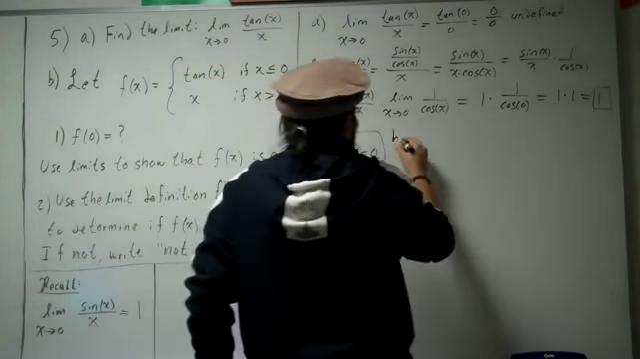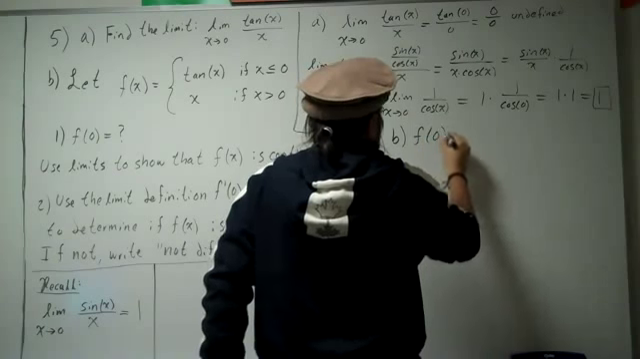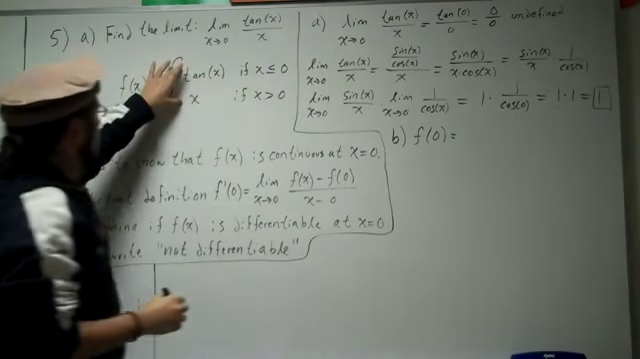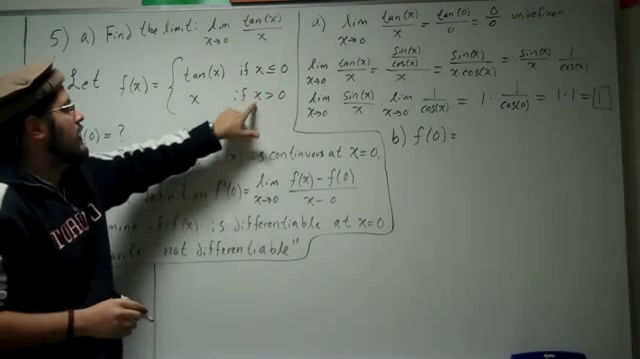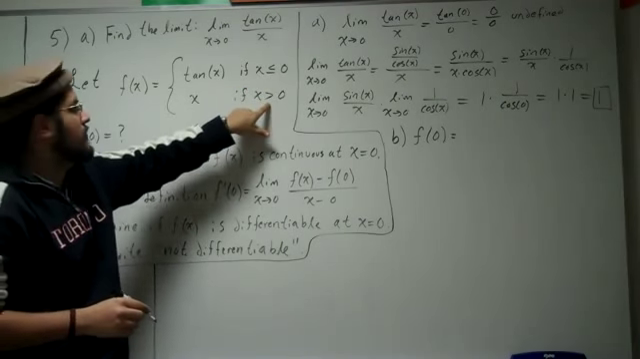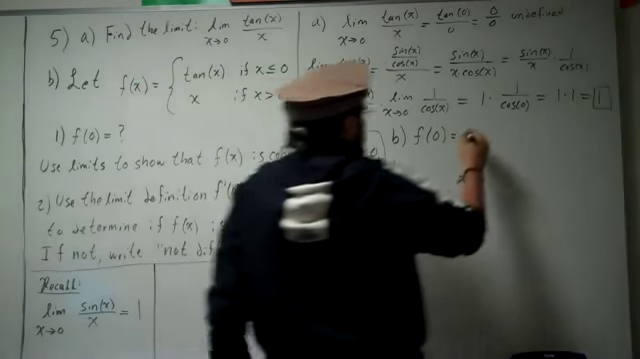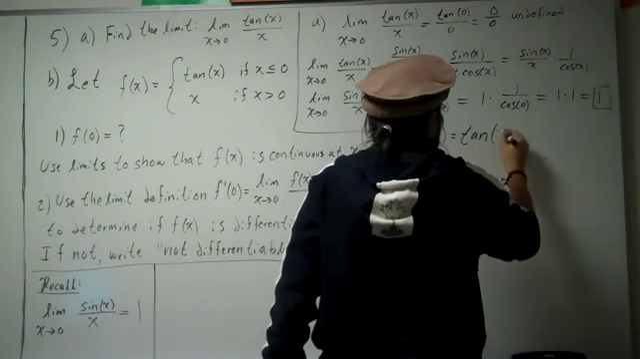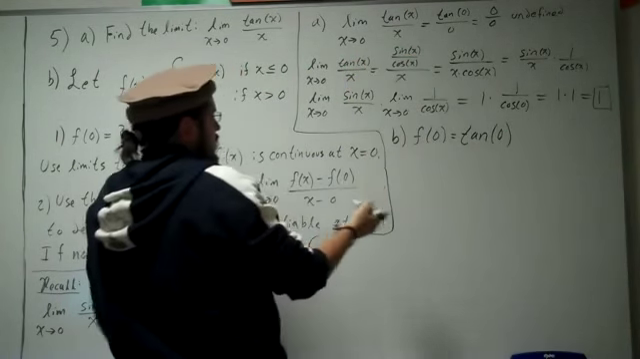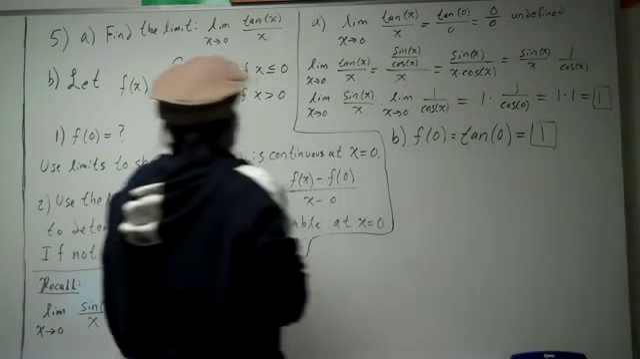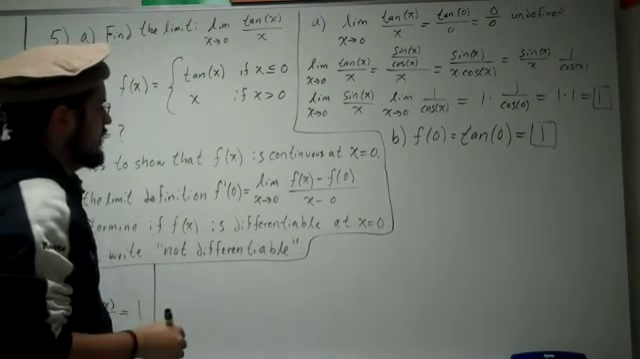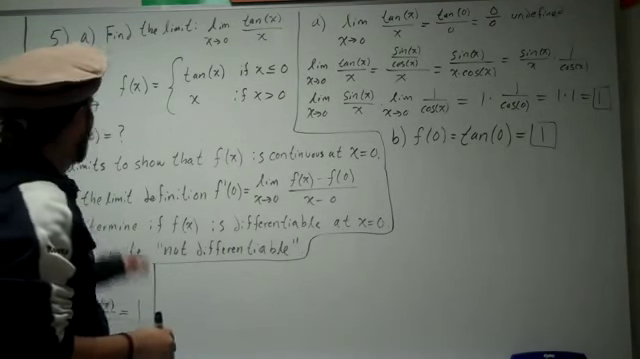To compute f of 0, which of these two are we going to use? Well, we have to use this one because this one only allows for 0 to be in it. This one does not allow 0 to be there. So we have to use tangent, which means we have tangent of 0. But what's tangent of 0? That's 1.